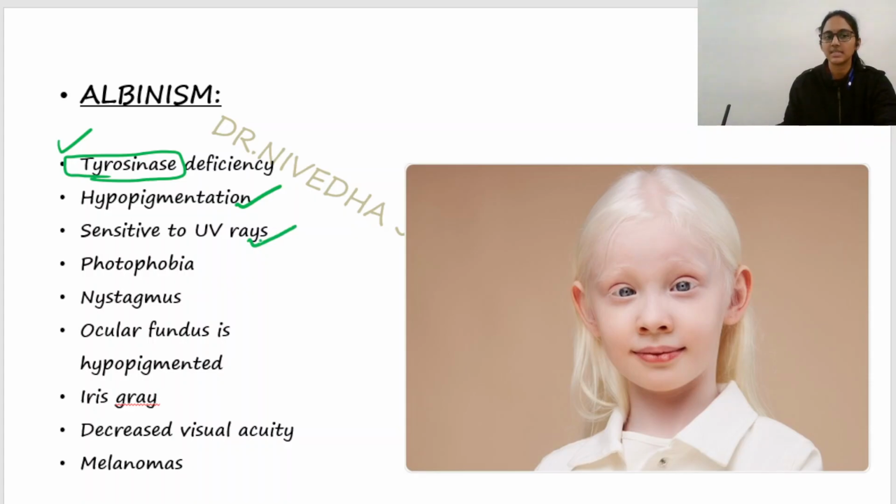So the patient will be sensitive to UV rays. So there is photophobia and nystagmus also. Yes, even the ocular fundus is hypopigmented. Iris will appear either grey or red, and there is decreased visual acuity. And they are also prone to developing cancers, melanomas, right? So this is about albinism.